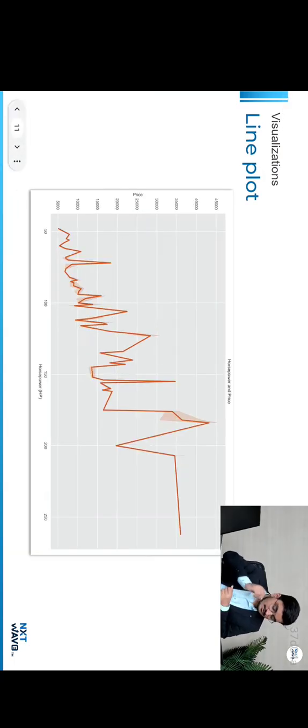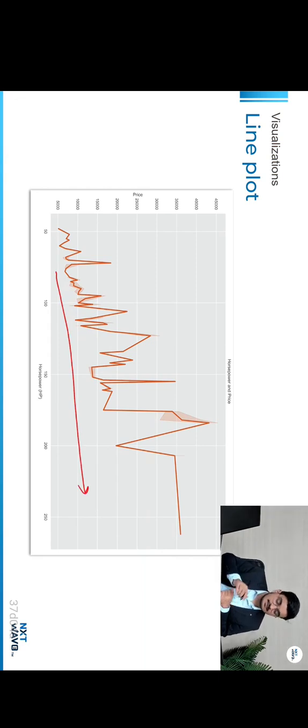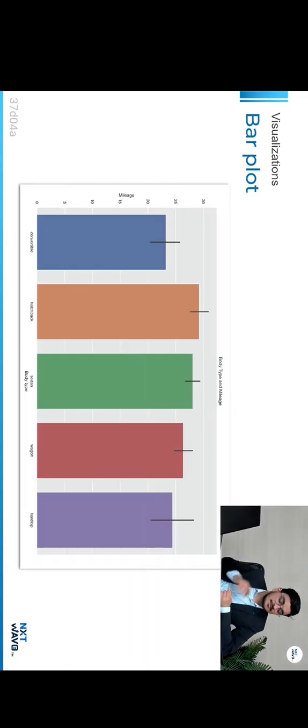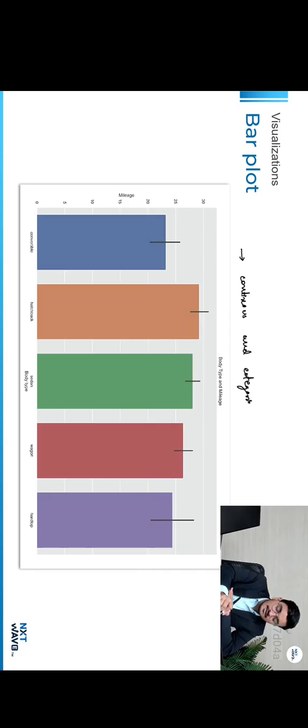Now let's look at the line plot between horsepower and price. Here also we can see the line is moving upwards as we go from left to right. This represents a positive relationship between horsepower and price of the car. Now let's discuss bar plots. Bar plots help us to understand the relationship between continuous and categorical variables.